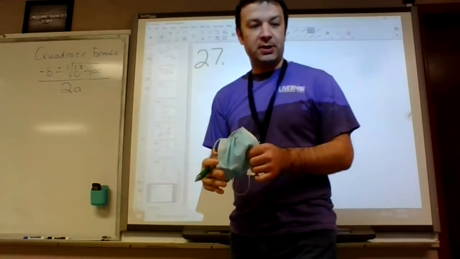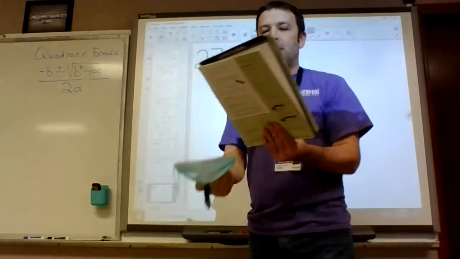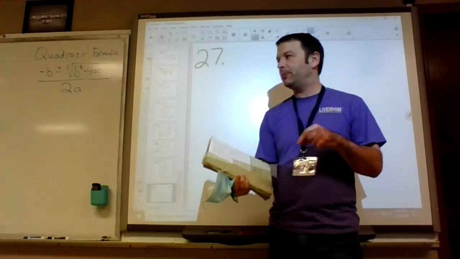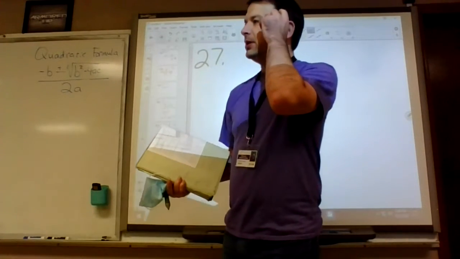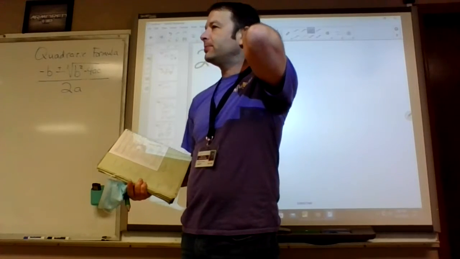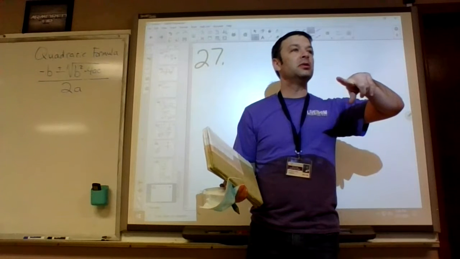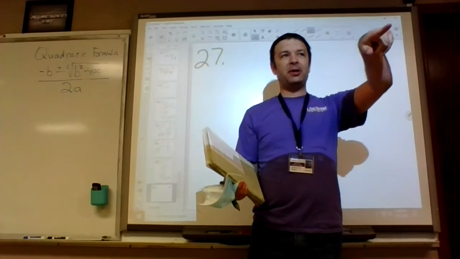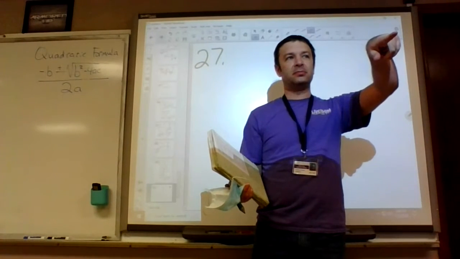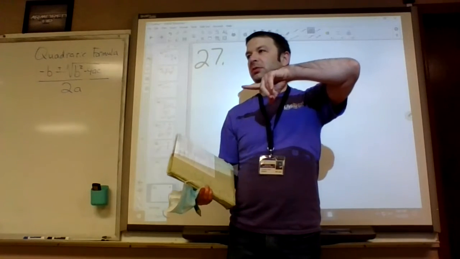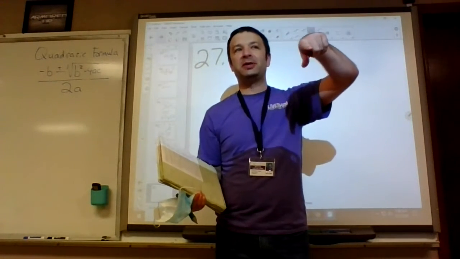Alright, 27. Determine whether the graphs of each equation are parallel, perpendicular, or neither. How can we tell if they're parallel or not? What's got to be the same? The slopes have to be the same.